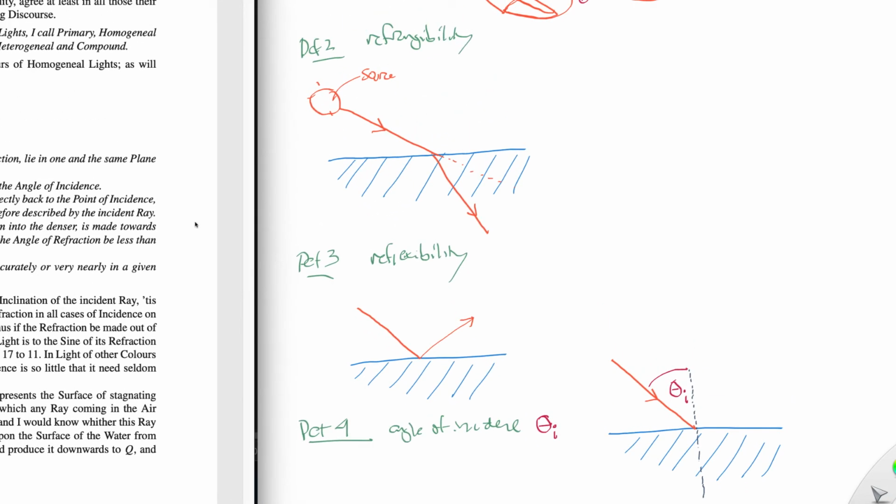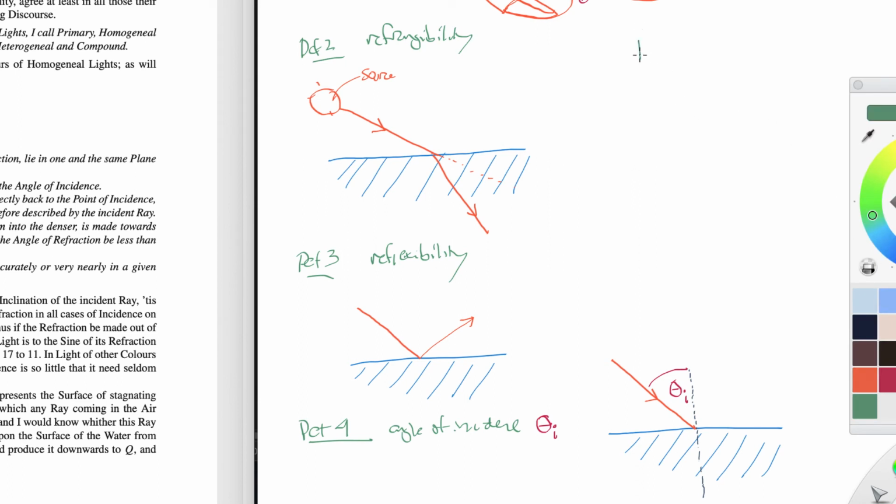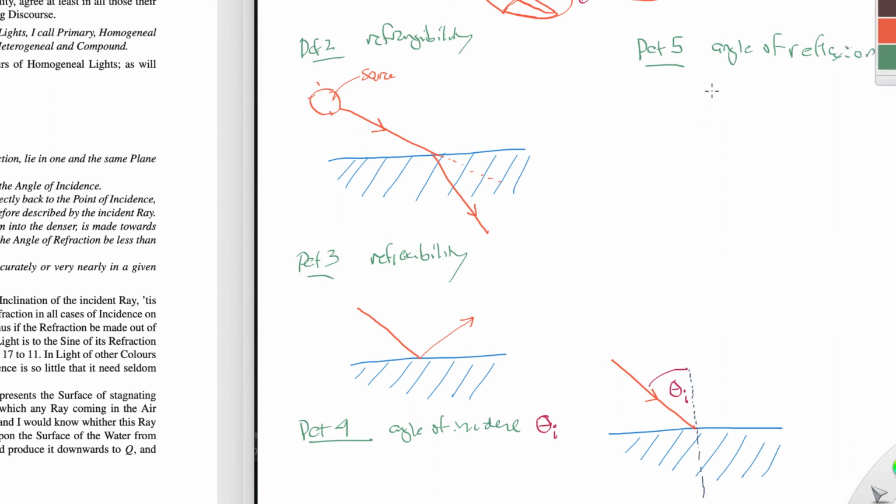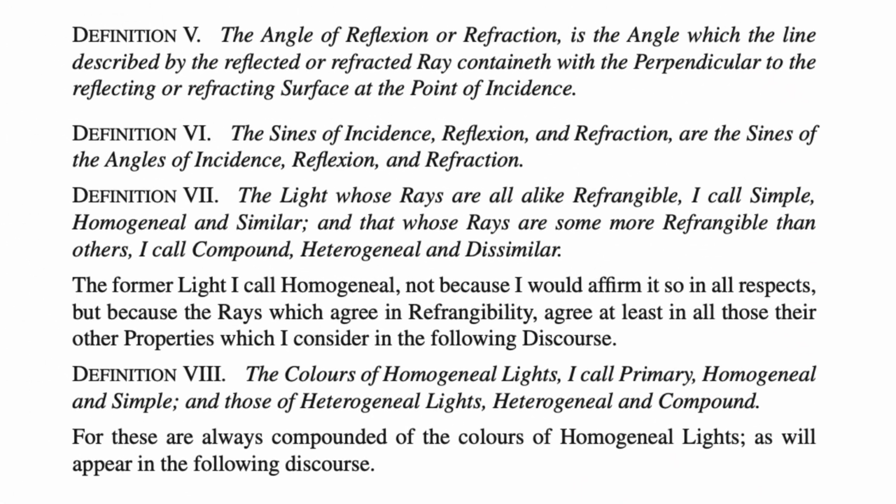Definition 5. Let's go ahead and do this one before we end for the moment. So definition 5, I'll come up here and explain this. If back here he talked about the angle of incidence in definition 4, here he's going to talk about the angle of reflection. He uses an X because he uses an old English spelling. The angle of reflection and the angle of refraction. Okay, what does he mean? He says the angle of reflection or refraction is the angle which the line described by the reflected or the refracted ray containeth with the perpendicular to the reflecting or refracting surface at the point of incidence.